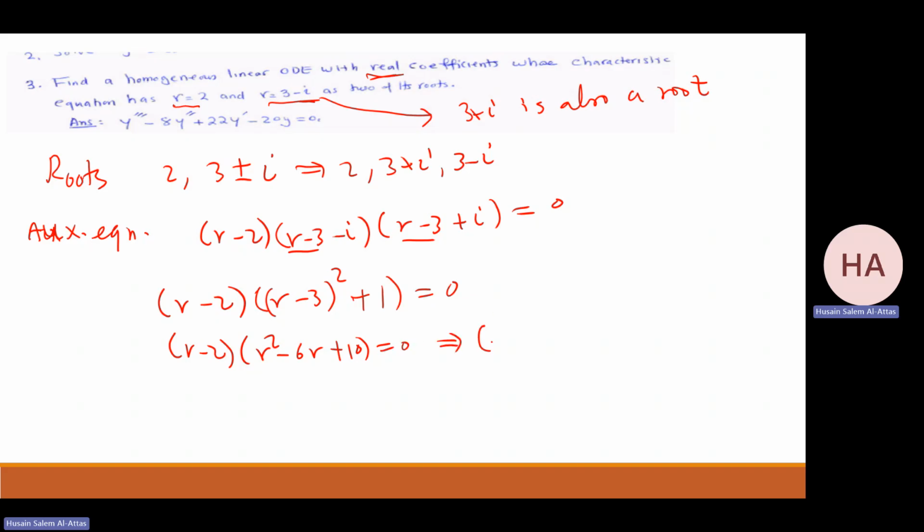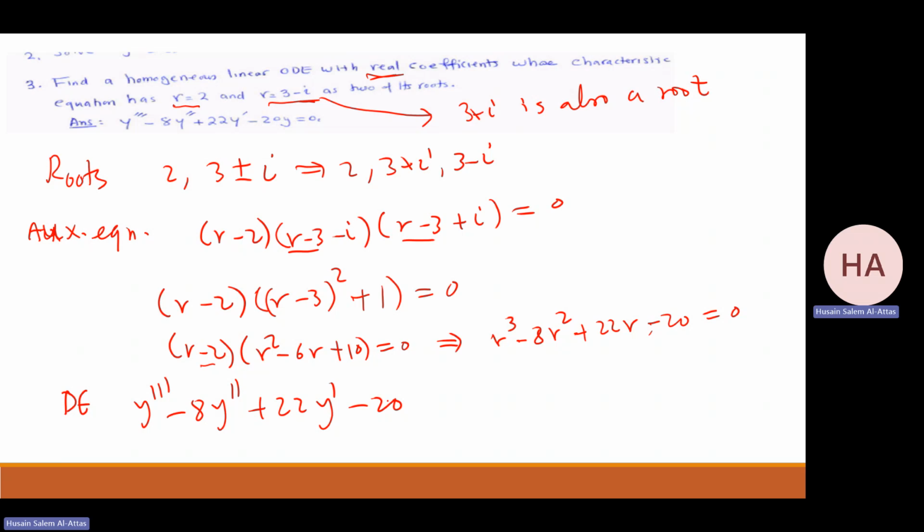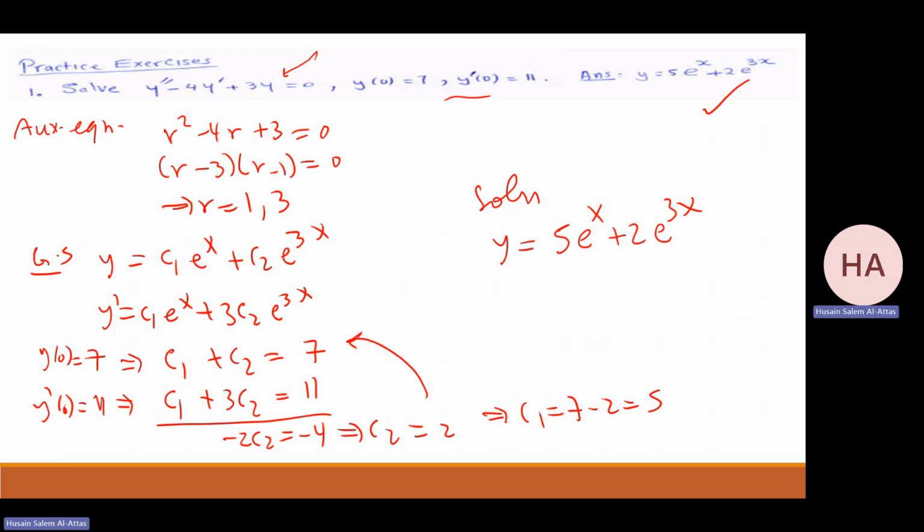So you have what? This R cubed. Now it gives me R squared: minus 2 minus 6, that will be minus 8 R squared. That gives me R: 12R plus 10R, so 22R, minus 20 equals 0. What will be the differential equation? Third derivative minus 8 second derivative plus 22 first derivative minus 20y equals 0. I put y before, correct? Yeah.